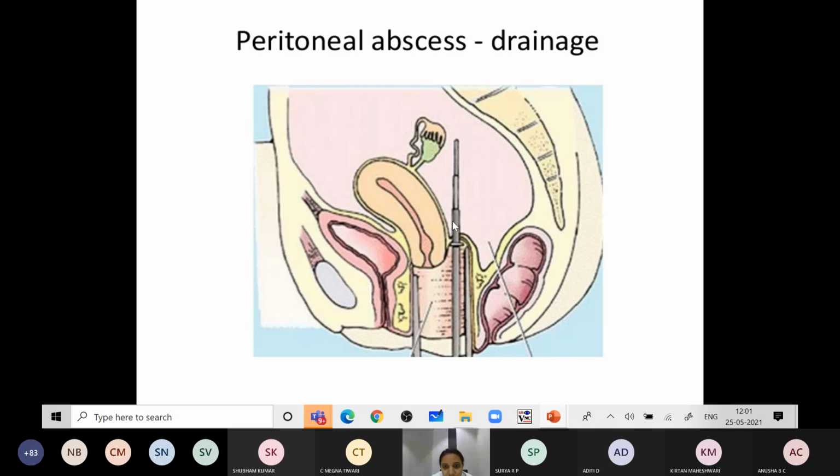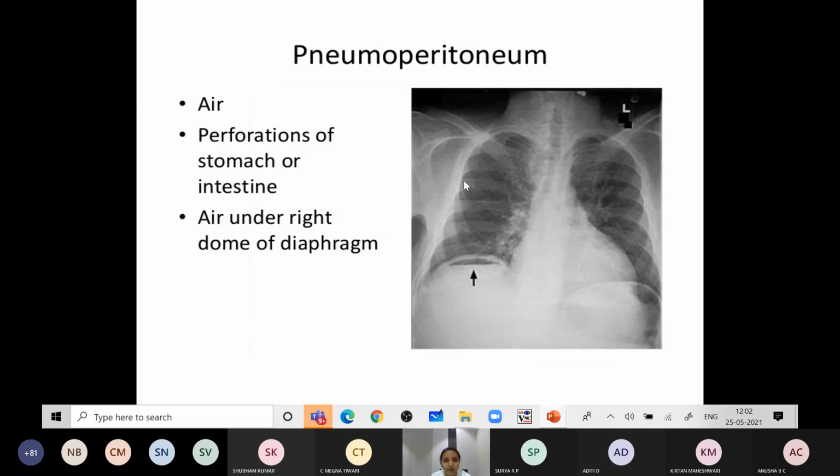See here, this is the rectouterine pouch or pouch of Douglas. This is the posterior wall of the vagina. The needle is inserted. It's called posterior colpotomy, to drain out the fluid collected in the pouch of Douglas. So that is about the peritoneal drainage.